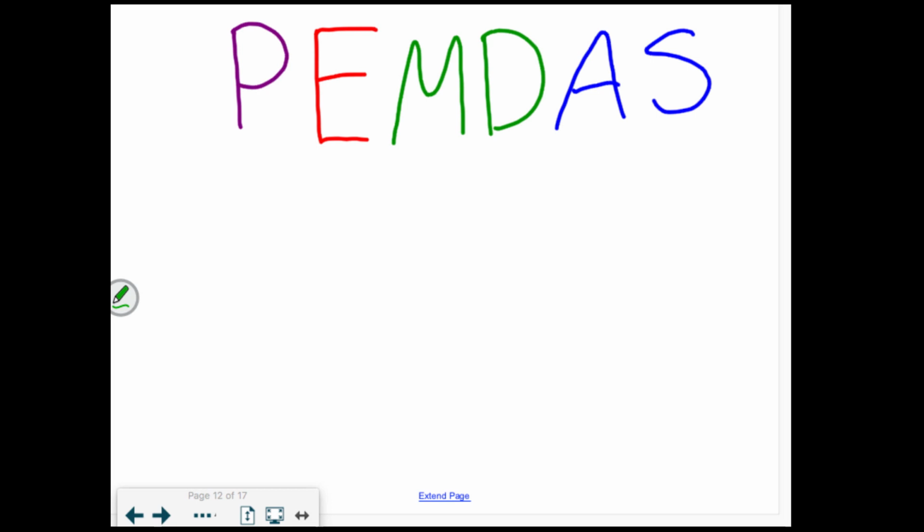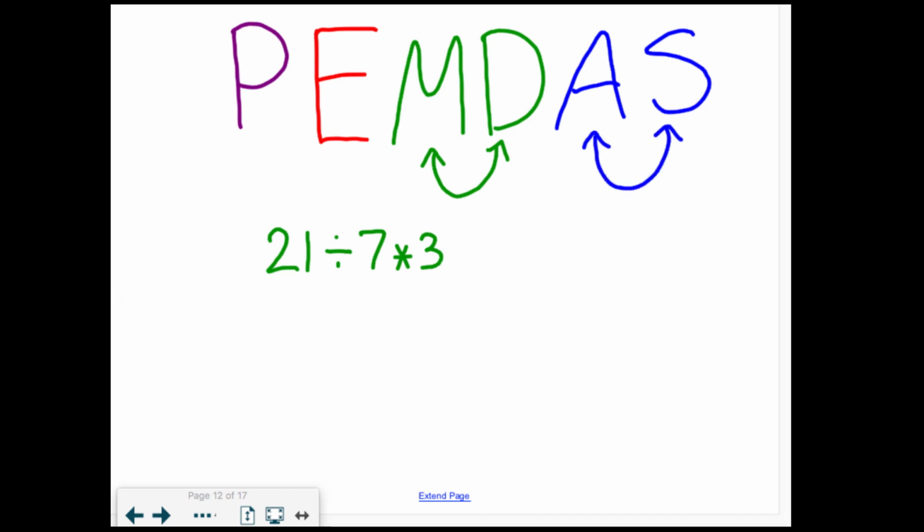If you notice based on the color coding, parentheses comes first, exponents come second. Multiplication and division are in the same color because those can be flip-flopped. So in order to determine which one comes first, it is the one further to the left of the problem. So for example, 21 divided by 7 would come first, and then you would multiply by 3 because the division is first in the problem. The same thing happens with addition and subtraction. They can be flip-flopped based on which one is further left.